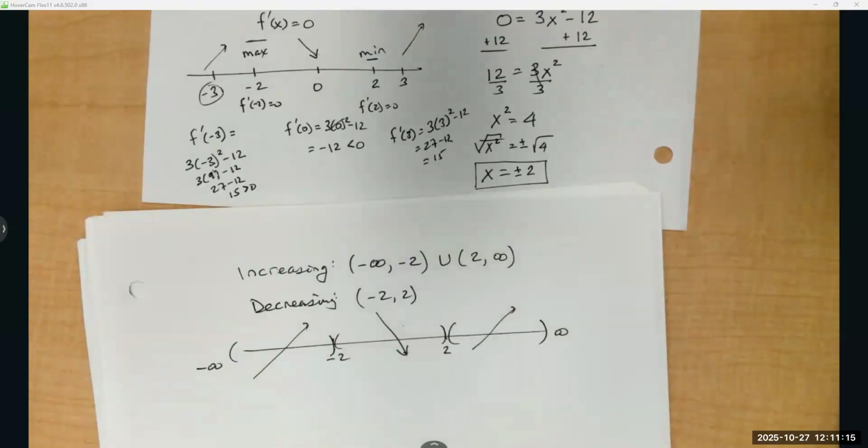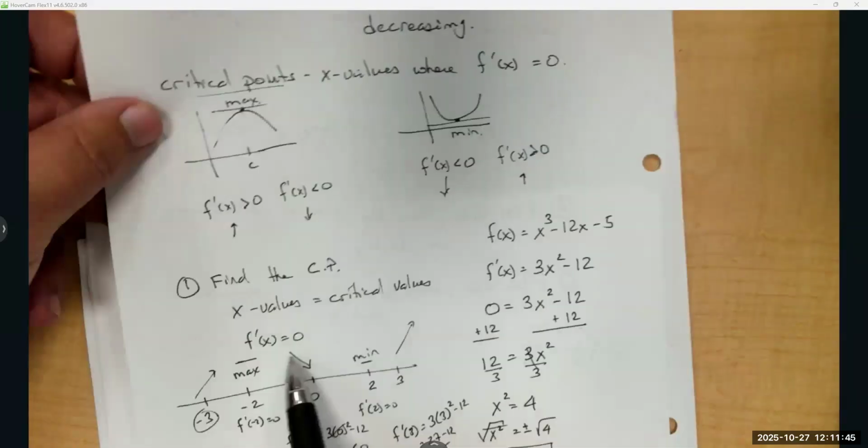Why do we use open intervals? Because think about it. What happens at -2, as opposed to increasing, decreasing? What happens at -2? The slope is 0. It's 0.